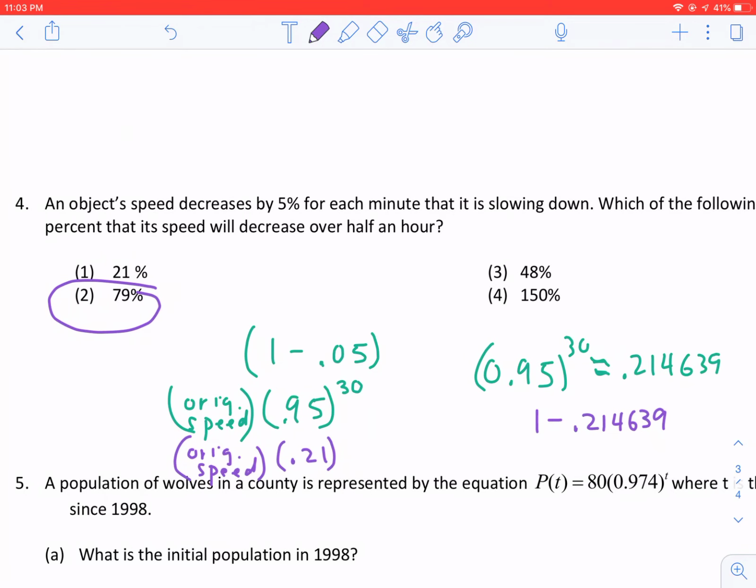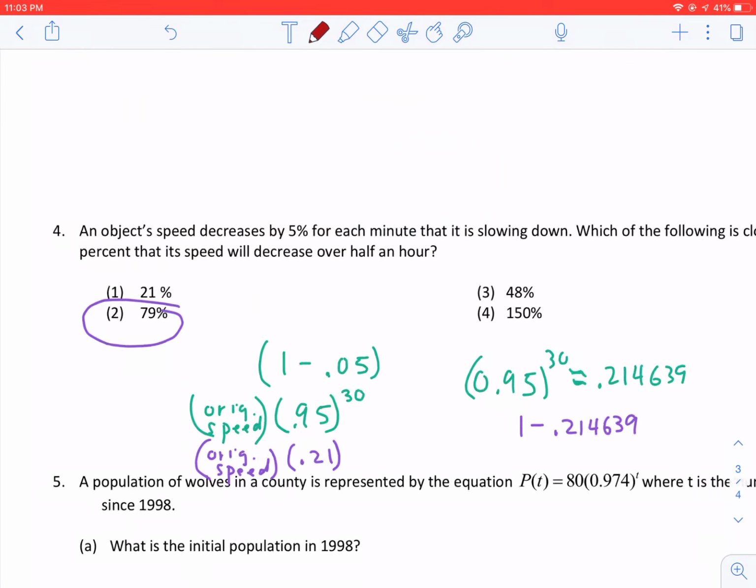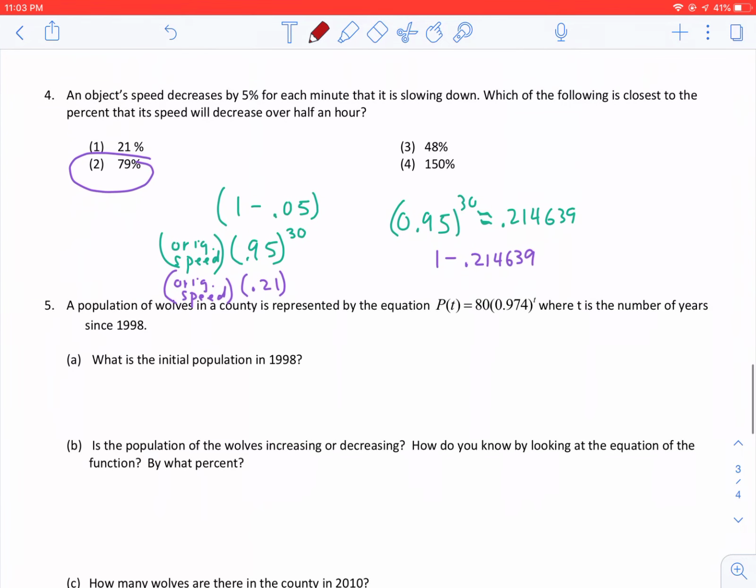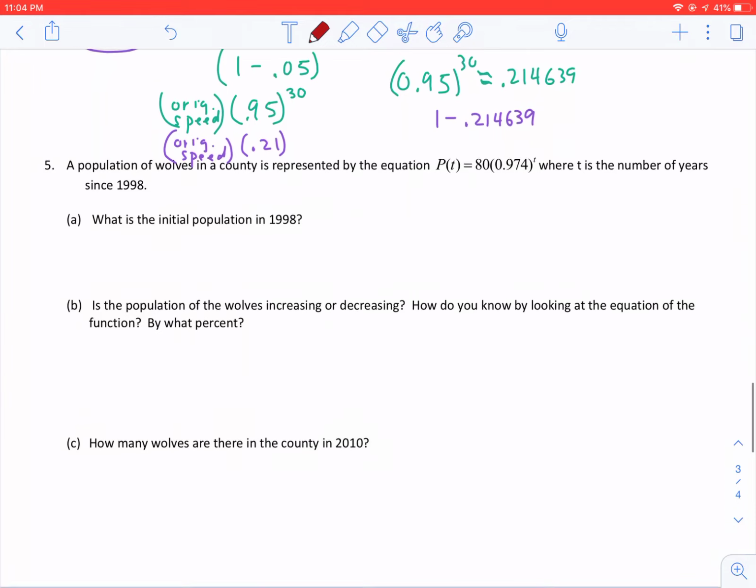All right, think about that for a second. Does that make sense? We lost 79% of our speed. We have 21% of the speed remaining. We lost 79% of the speed. So that's the percent decrease over the 30 minutes. All right. Next, number 5.